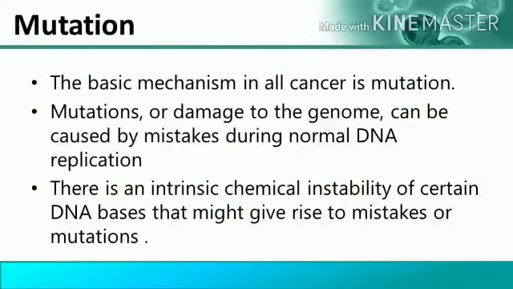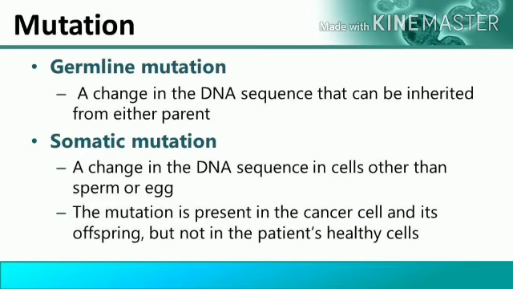Mutations or damage to the genome can be caused by mistakes during normal DNA replication. The DNA can be attacked by free radicals, ionizing radiation, UV radiation, and chemical carcinogens, producing mutations in somatic cells. Mutations in cancer genes can occur somatically or can be inherited.